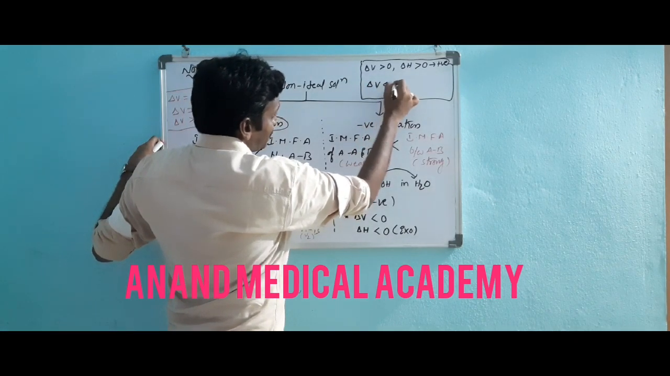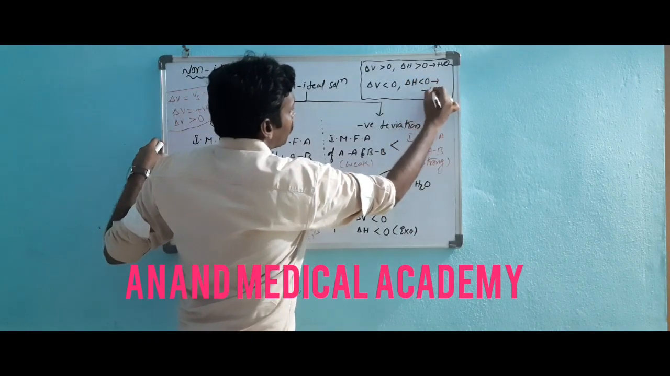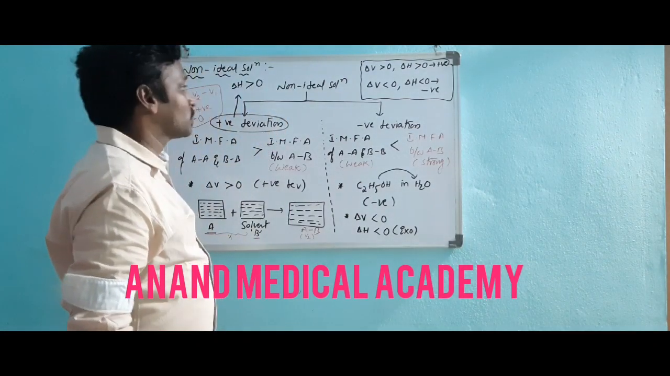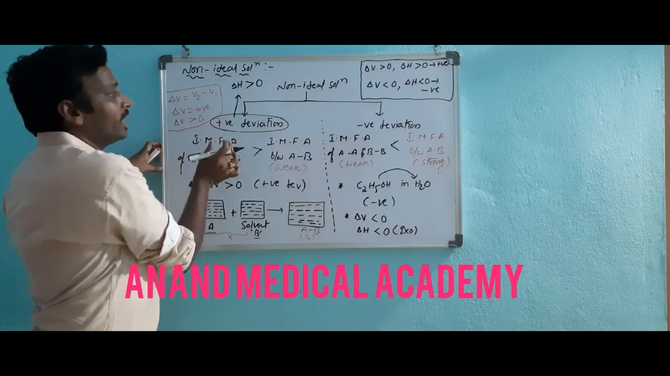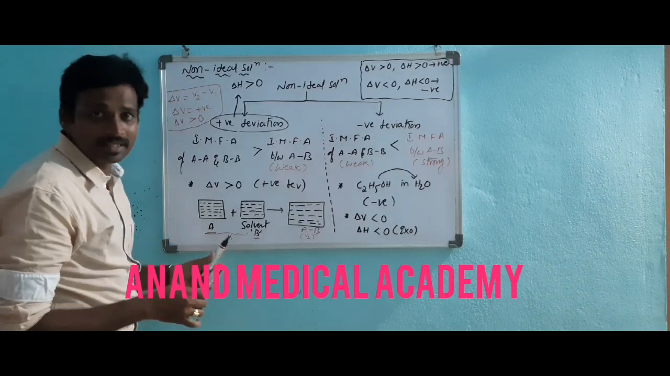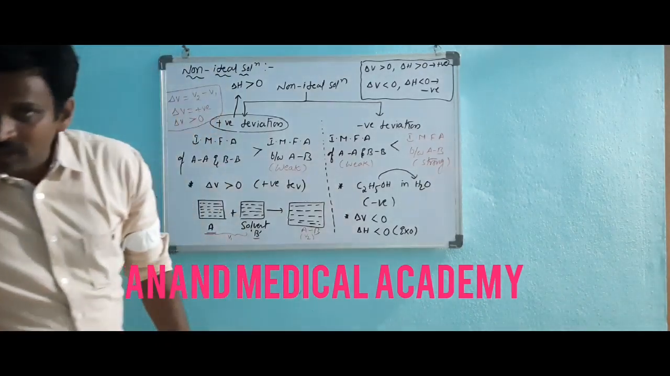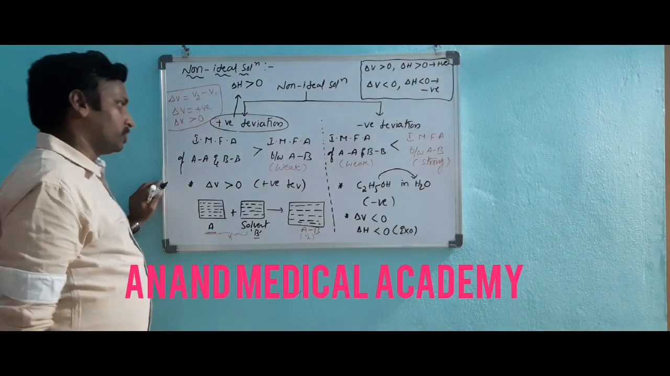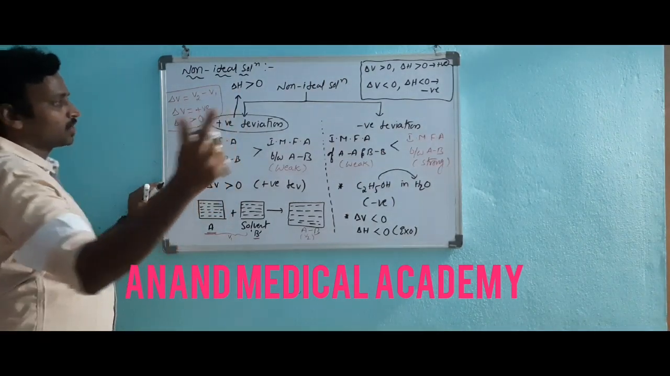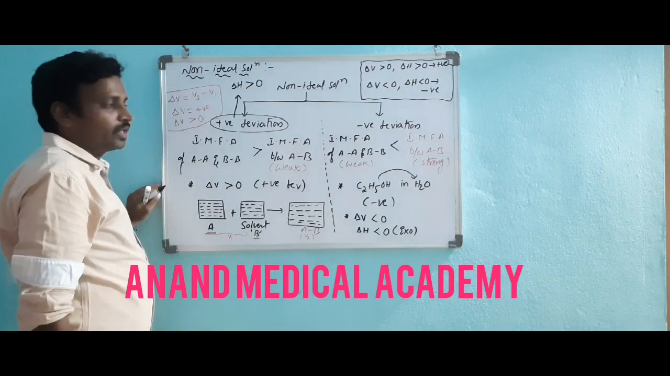Delta V is less than 0 and delta H is less than 0 for the solutions which show negative deviations. This is about the non-ideal solutions, how they show positive deviation as well as negative deviation. Now let's see the overall graph for positive and negative deviation. Have a look, everyone. The non-ideal solutions show two types of deviations: one is positive deviation and one is negative deviation.